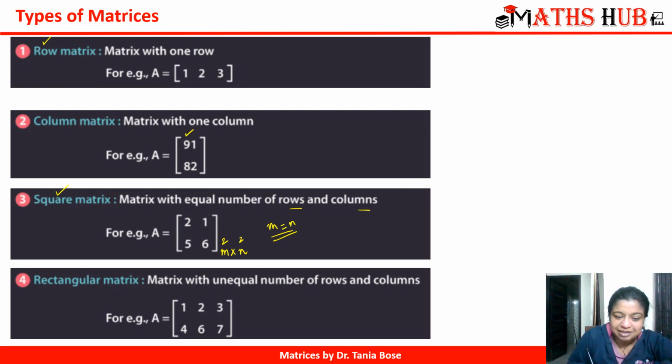So here you can see there are 2 rows and 3 columns. The number of rows and the number of columns are unequal to each other, and hence it will be defined as a rectangular matrix. It's very simple. If a matrix is not square, it has to be a rectangular matrix, right? You can also say that a row matrix and a column matrix are also types of rectangular matrix, right? Okay, so let's move on to the next type of matrix.